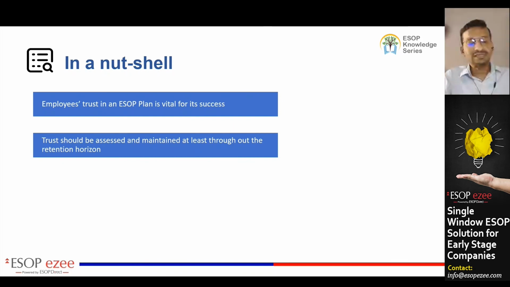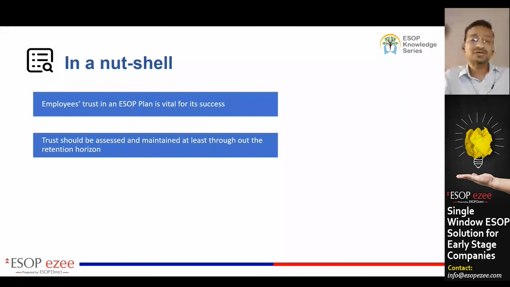In case there is a shortfall, if it is found that due to non-achievement or part achievement of the ESOP plan objectives, it may be held that probably full trust has not been built.